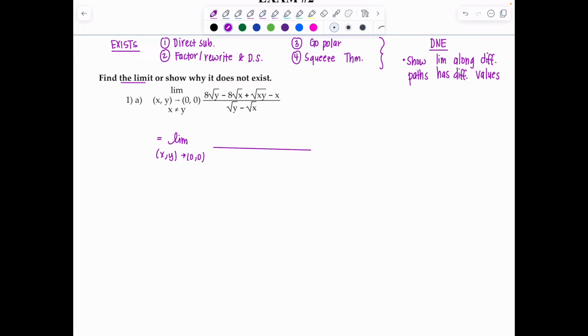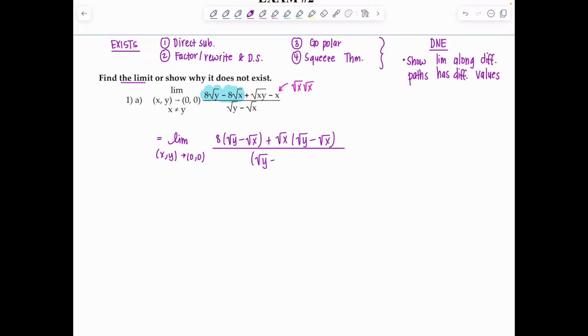So with 4 terms I can factor by grouping. From the first 2 terms, only look at the first 2, I can take out an 8. And then I have rad y minus rad x plus, and then keep in mind this x is rad x times rad x. So I can factor out a rad x from the next 2 terms. And then I'm left with rad y minus rad x. Do you see that? That was maybe a little sneaky, but we like it. And then in the denominator, we still have rad y minus rad x. I'm going to put parentheses around it so we know to keep that factor together.